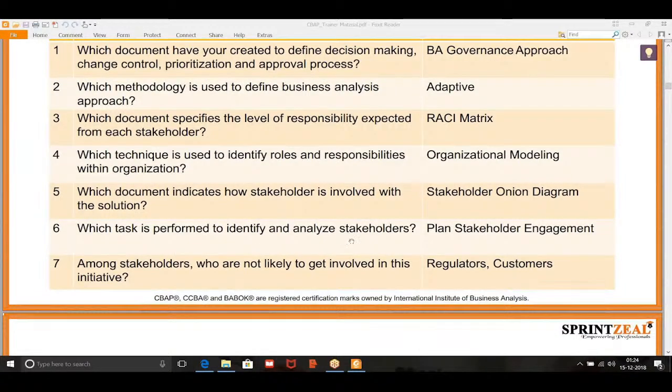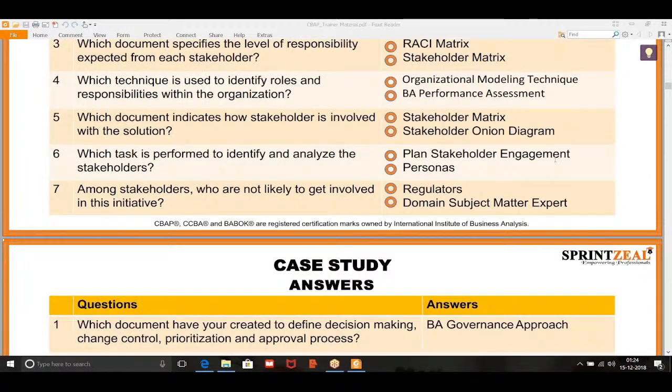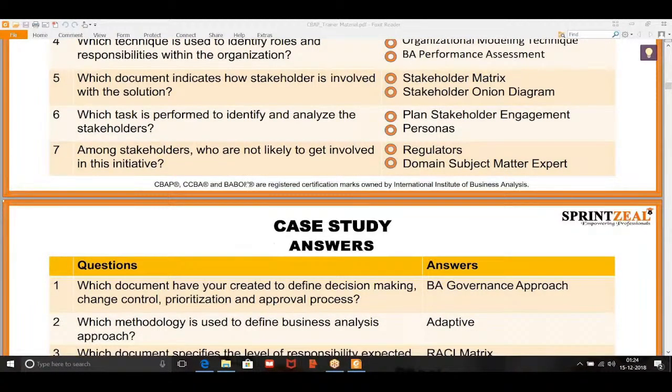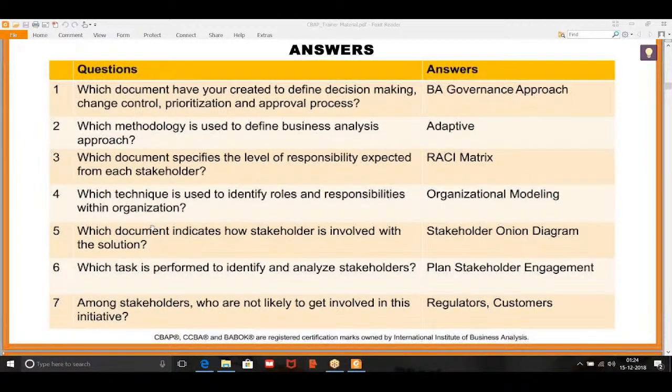Which task is performed to identify? Oh, okay. So plan stakeholder engagement, as per BABOK. Among stakeholders who are not likely to get involved are regulators, you said, right? Which was correct. Cool. So I think you scored 80% marks on this.